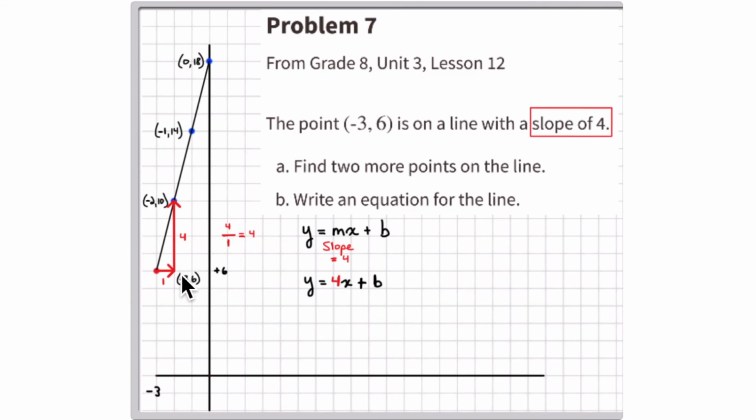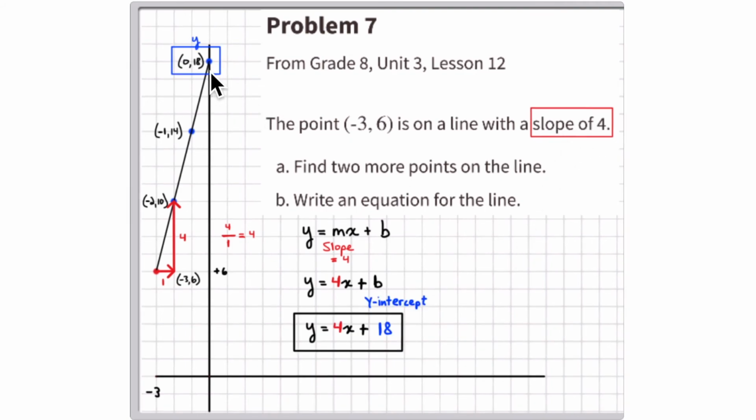Here's the slope, by the way. So for 1 unit along the x-axis, it's 4 units along the y-axis. So that's 4 over 1 equals a slope of 4. So the slope is 4. So y equals 4x plus b, slope of 4 right here. And b, we figured out, is 18. So the equation is y equals 4x plus 18.